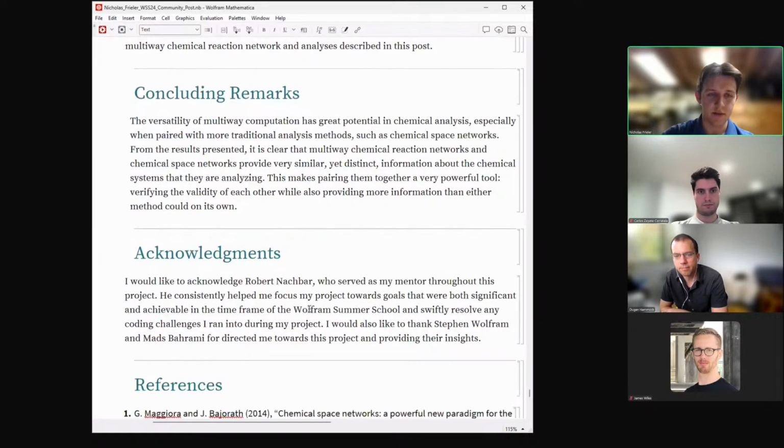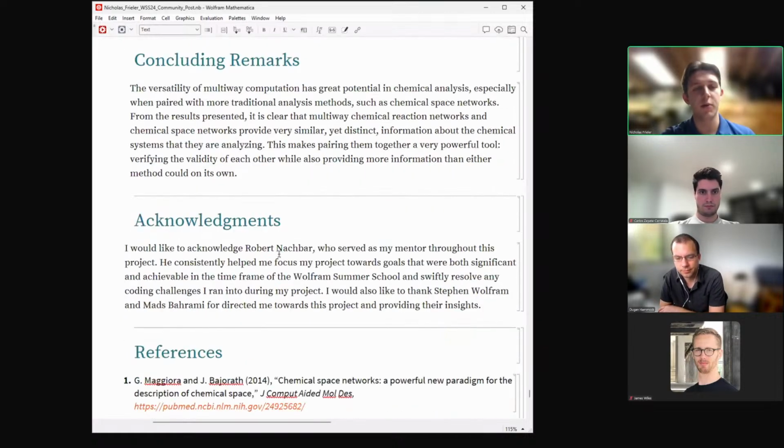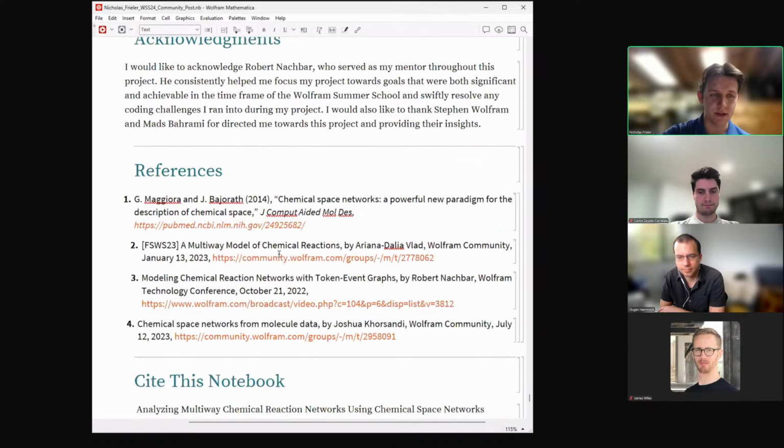This was done largely with the help of Robert Nakbar over the course of the Wolfram Summer School 2024, so I'd like to thank him. There are also references, and you can read through this in more detail and get the code for yourself off of my community post. Excellent.